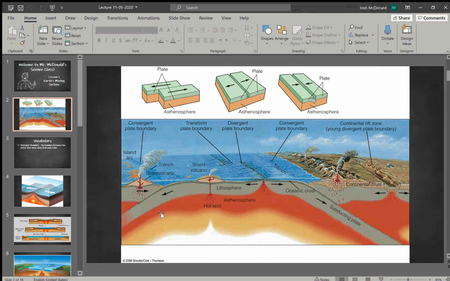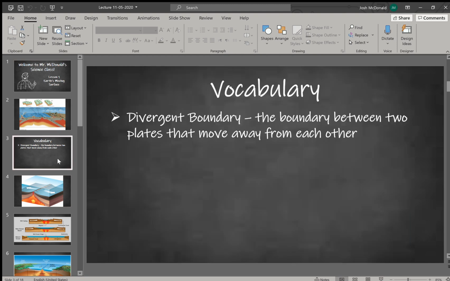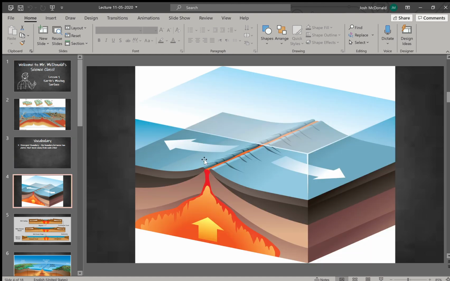So the first type of boundary I want us to look at is a divergent boundary. This is the boundary between 2 plates that move away from each other. So imagine that you've got your 2 different plates, and you have magma coming up from the mantle and pushing the plates apart.